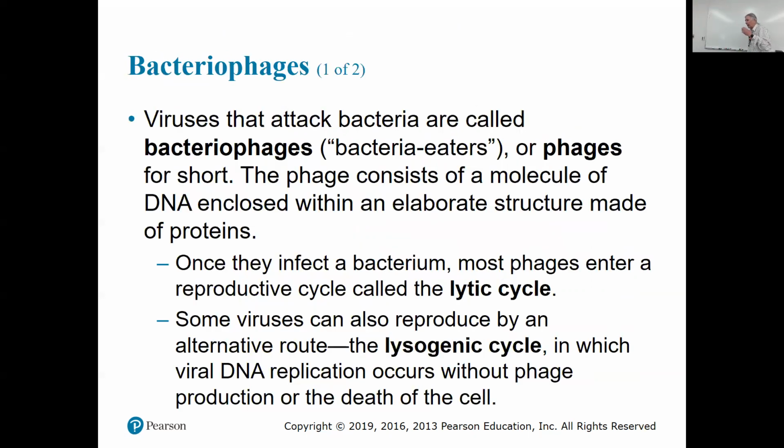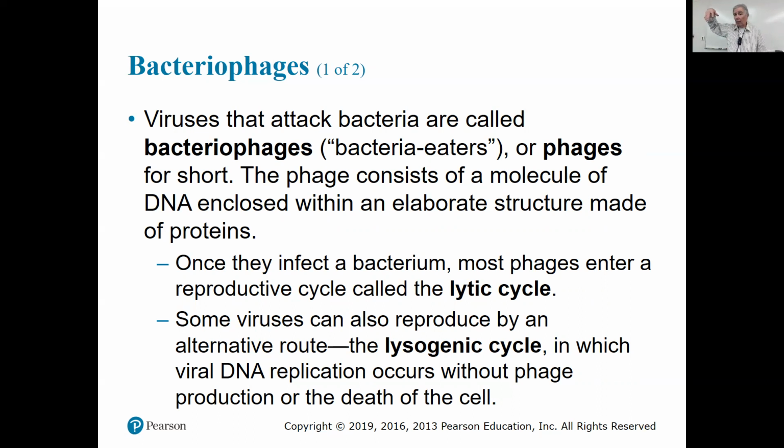Now, viruses that attack bacteria are called bacteriophages, or phage for short. A phage consists of a molecule of DNA enclosed in an elaborate structure of proteins. Once they infect the bacterium, most phages enter a reproductive cycle called the lytic cycle. That is, they hijack the nucleic acid and protein synthesizing machinery of the bacterium and make new viral particles. They break open the bacterium, killing it, and then these particles go on to infect other bacteria.